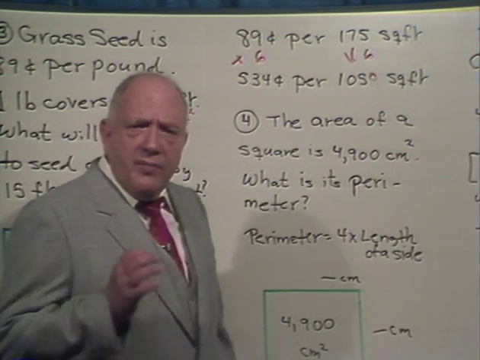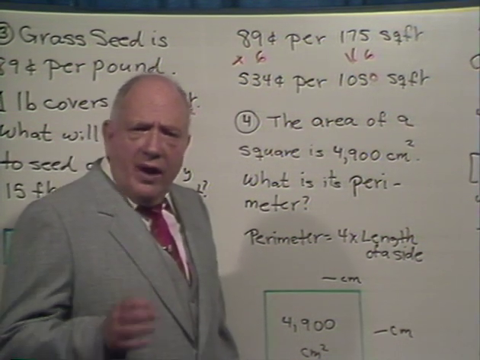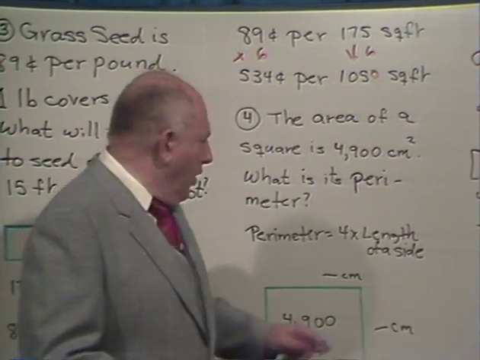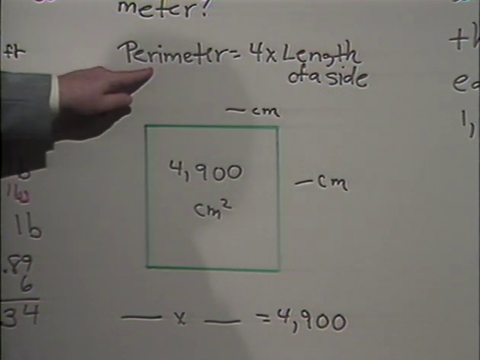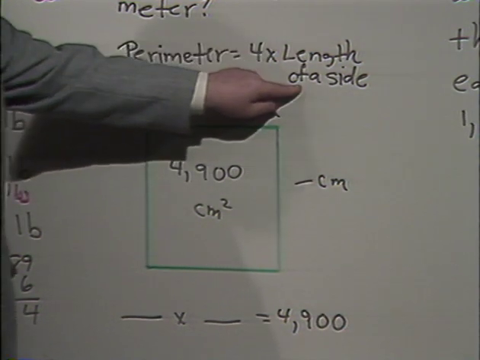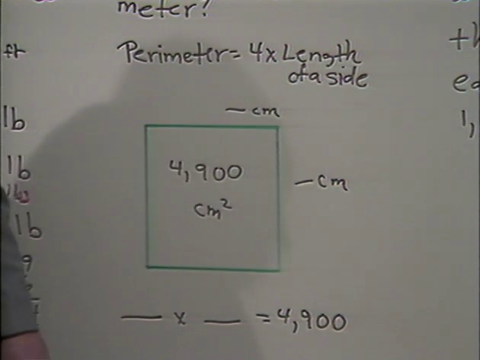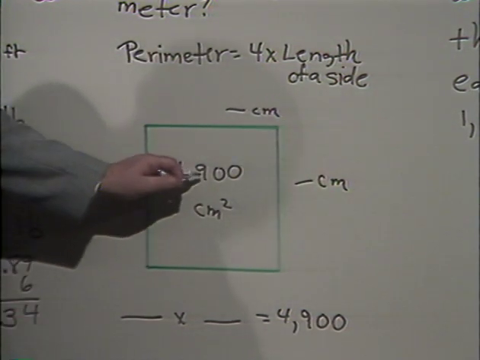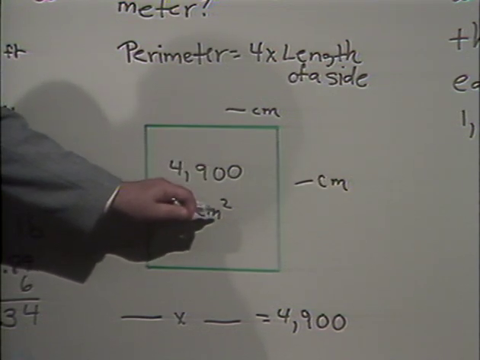So to find the perimeter of a square, you take the length of one side, multiply that by 4, and that will be the perimeter. In other words, the perimeter is 4 times the length of a side. The problem is I don't know the length of the side. But I do know what? That the area is 4,900 square centimeters.